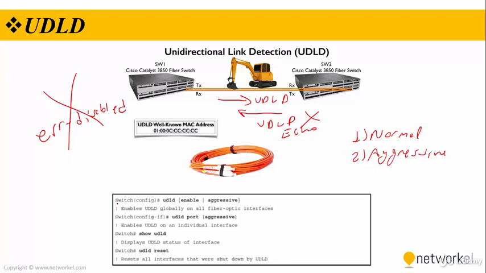Here's the configuration of UDLD too. In the global config mode, we can use udld enable or aggressive. Or if you want to configure a specific interface, we can use udld port aggressive. We can verify the configuration by using the show udld command. And if you want to reset all interfaces that were shut down by UDLD, we can use the udld reset command.